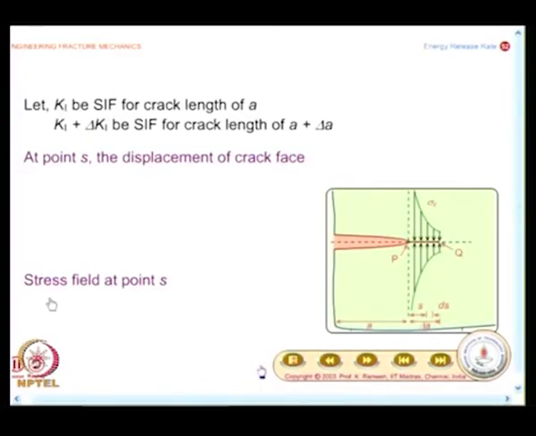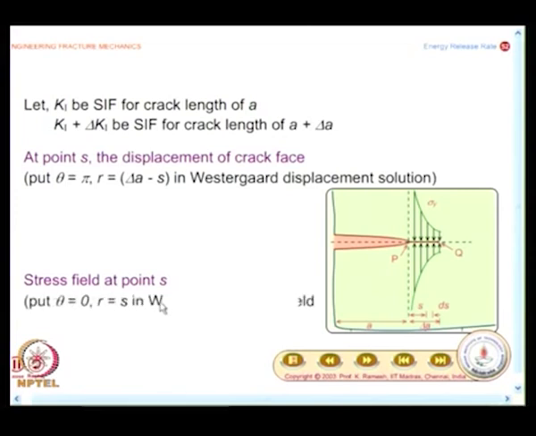You should not take it as 0. You have to be very careful. This is where your thinking has to be very clear. And what is the value of the r for this case? Okay. So, we will have a look at what I have in my notes. I have this as r as delta A minus S, because I am measuring it from Q, I have to find out this distance, whereas the stress field simply you put that as theta equal to 0 and r equal to S.